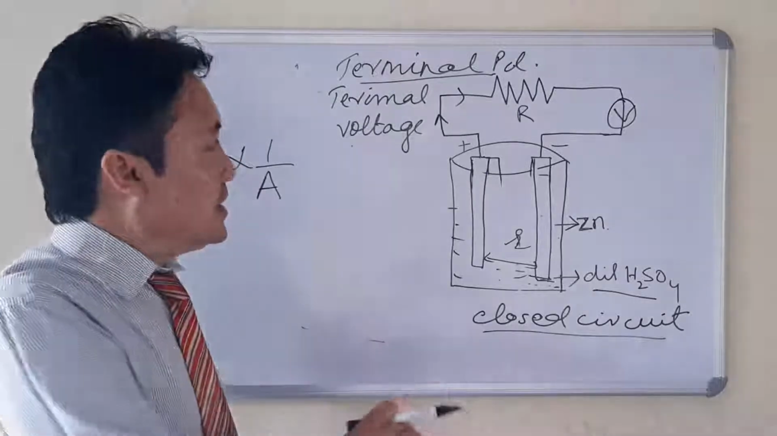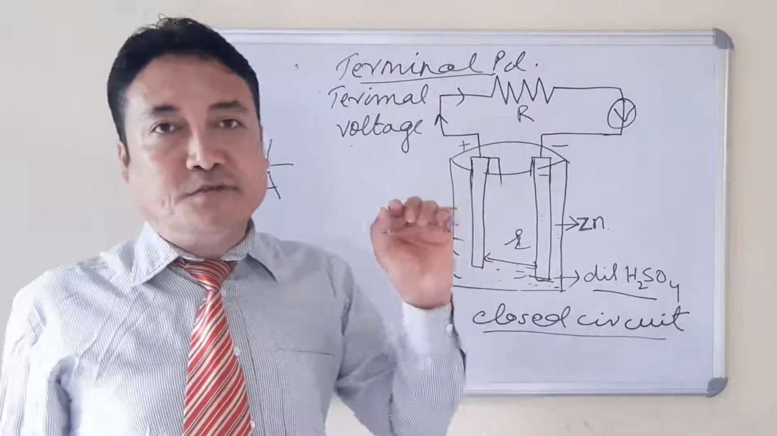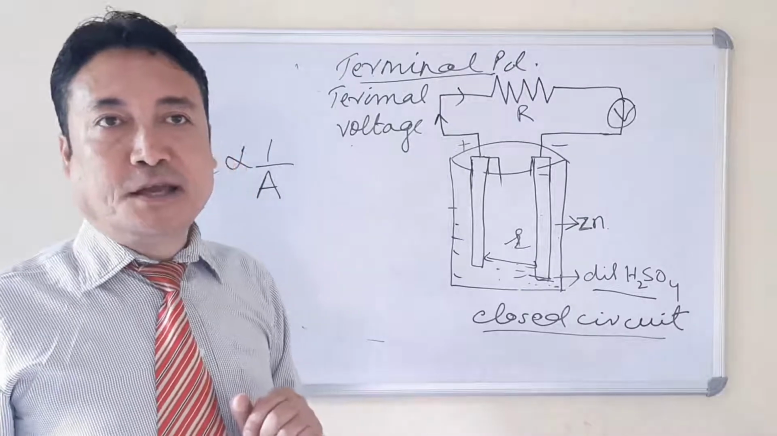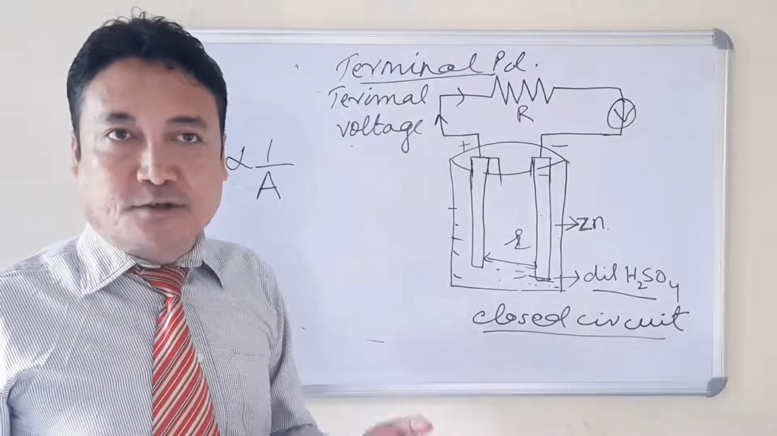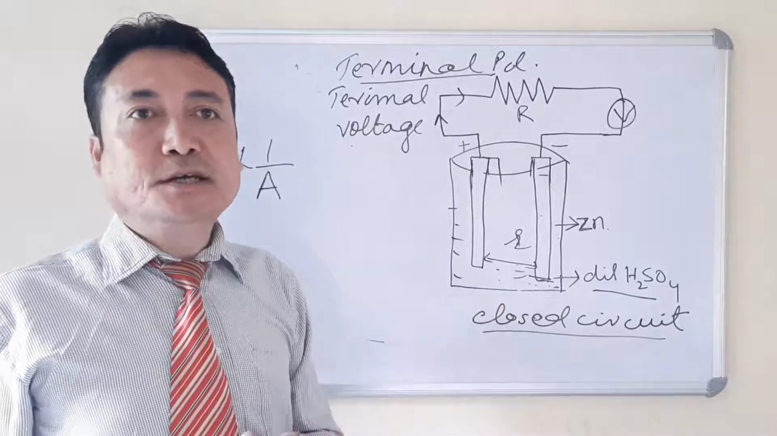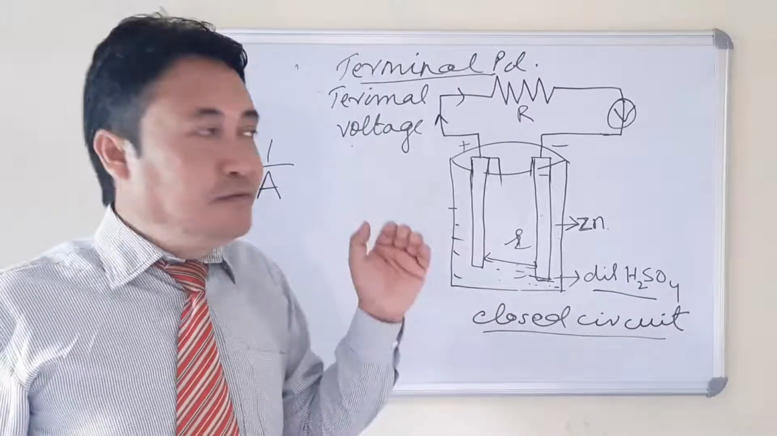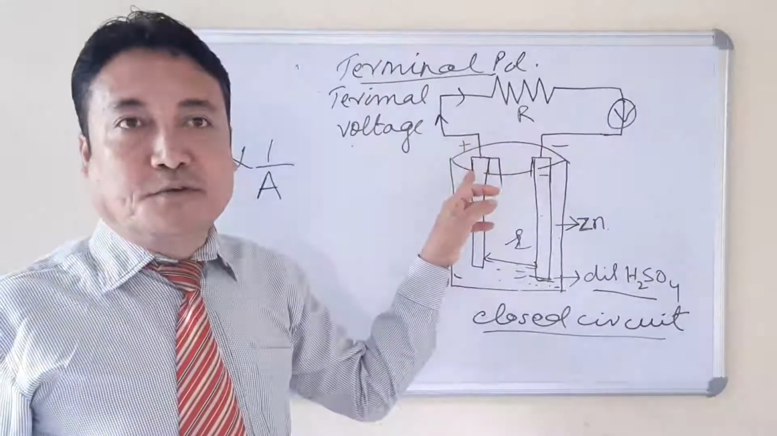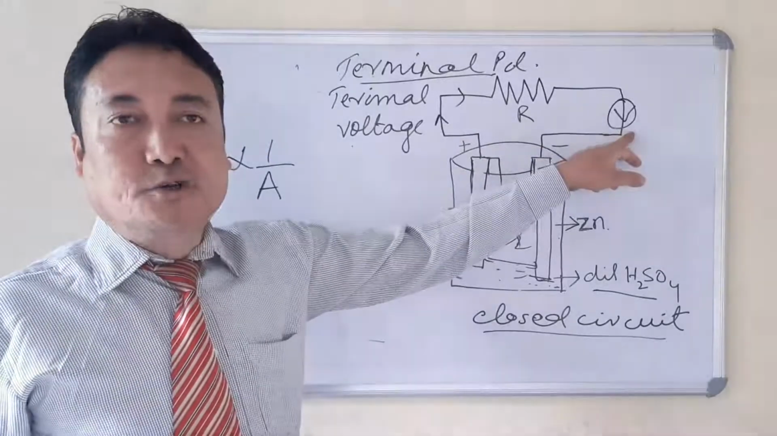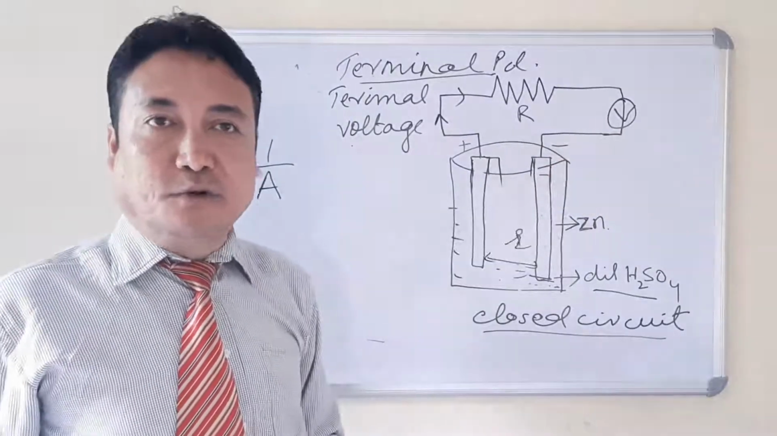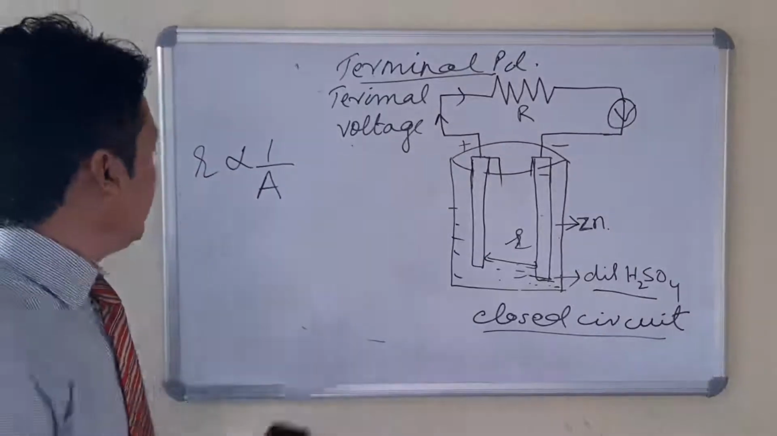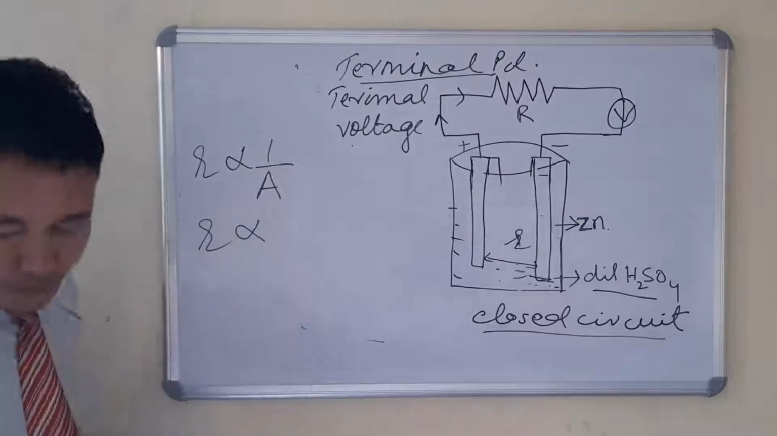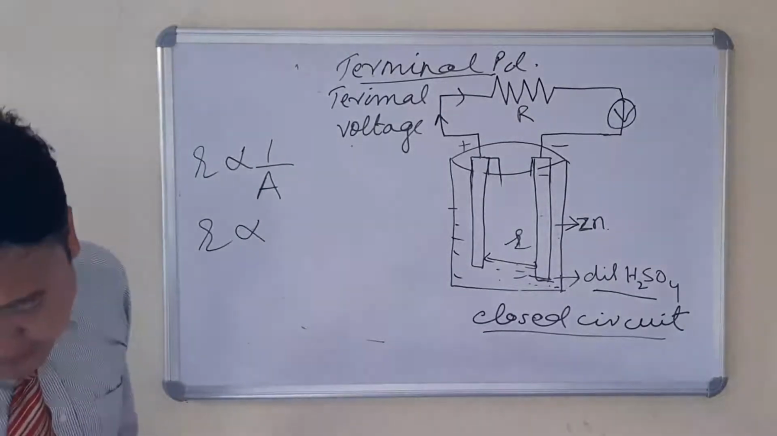So therefore, if you take a surface area of the electrode larger, then the internal resistance will be less. If you take the surface area of the electrode smaller, then the internal resistance will be more. So if the internal resistance is more, what will happen? There will be an obstruction in the flow of current, and finally the voltmeter reading drops, and that finally causes the voltage drop.